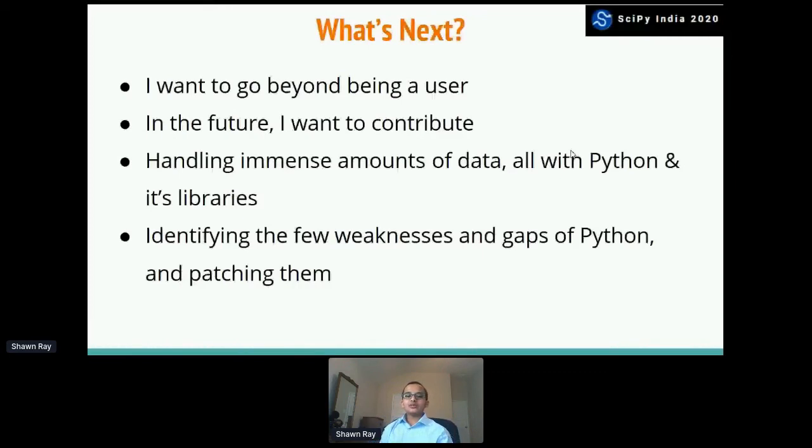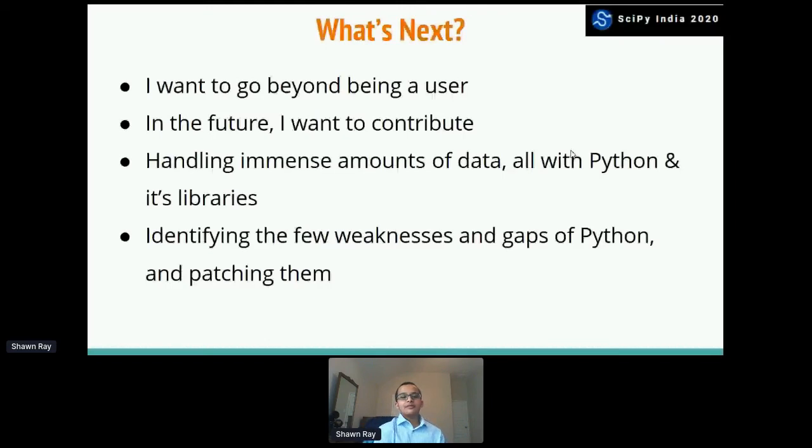I also want to handle larger, possibly even immense amounts of data, all with Python and its libraries, and hopefully show people how much potential Python and its libraries have, as well as myself learn how to handle this data and hopefully become an expert with handling big data. Along with that, I want to identify the few weaknesses and gaps that Python does have and patch them, or better, even make them Python's strengths.